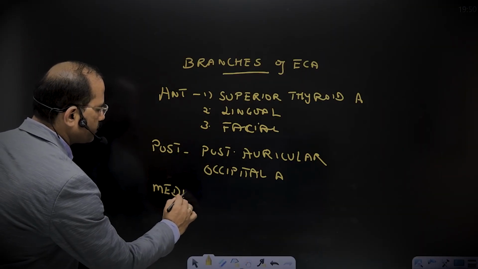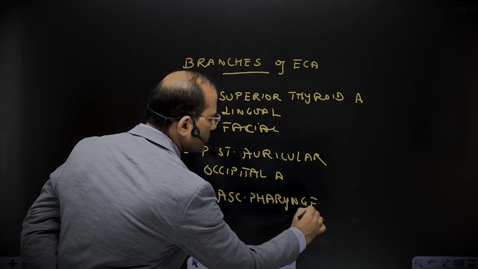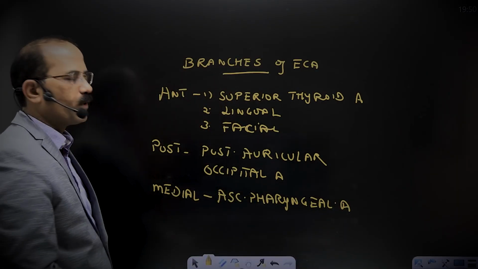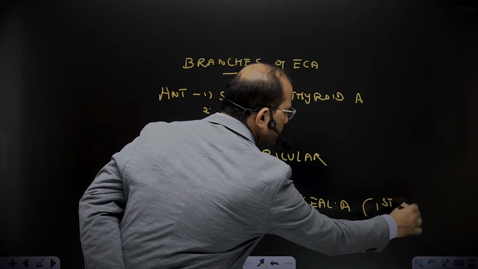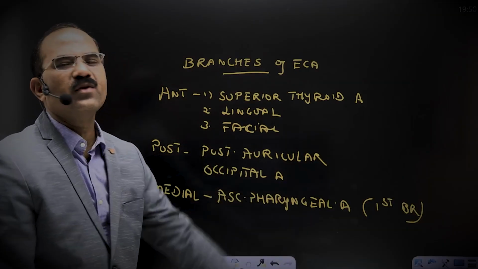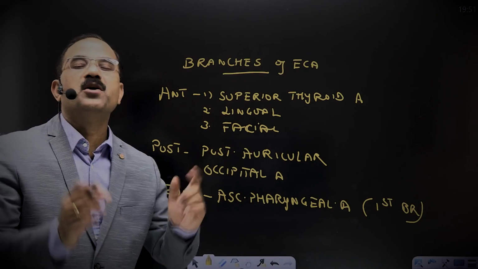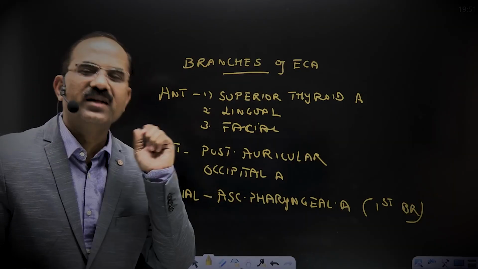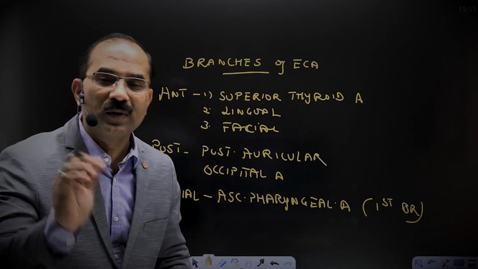Medial branch is the ascending pharyngeal artery. This is the first branch of external carotid. Remember students, if you get an MCQ stating the first branch of external carotid, your answer is ascending pharyngeal artery. And the first anterior branch is superior thyroid. Don't get confused. First branch, ascending pharyngeal. If the MCQ is first anterior branch, your answer is going to be superior thyroid.